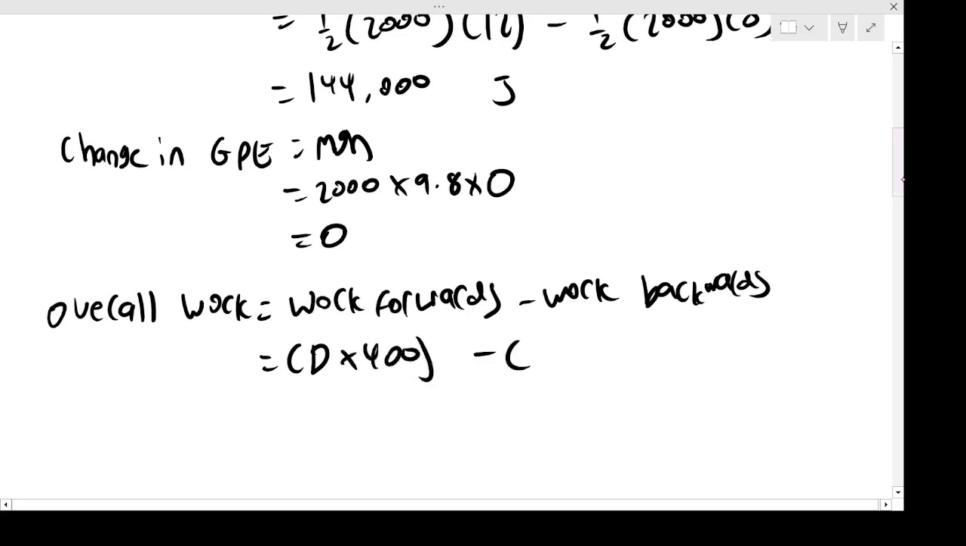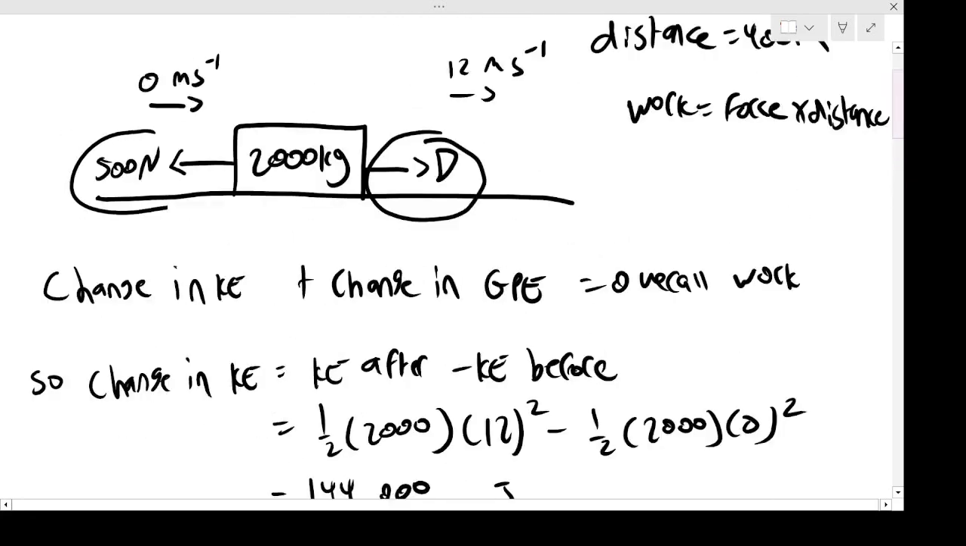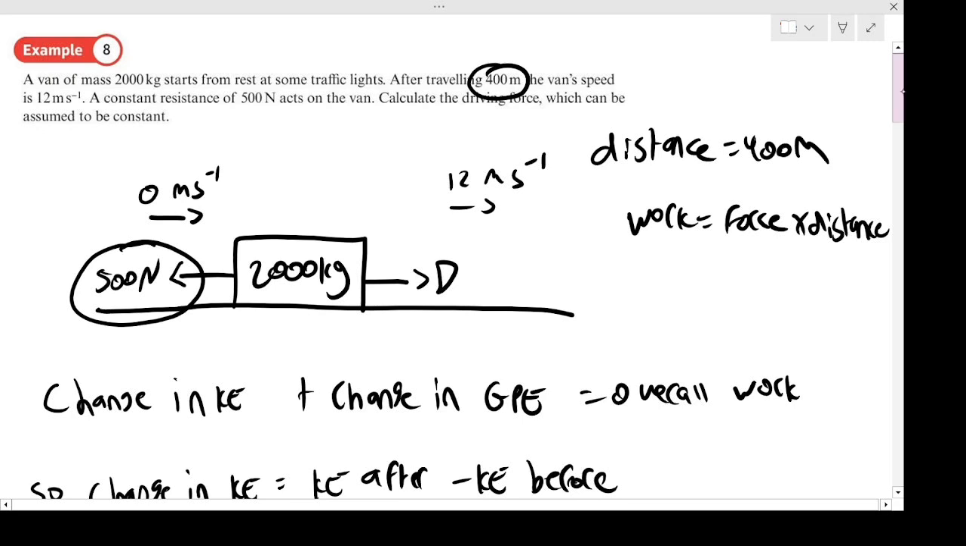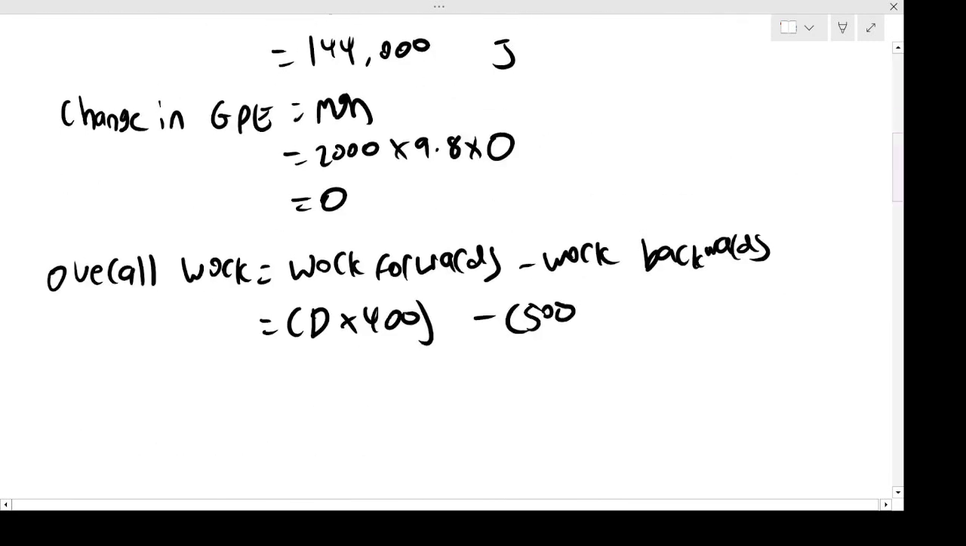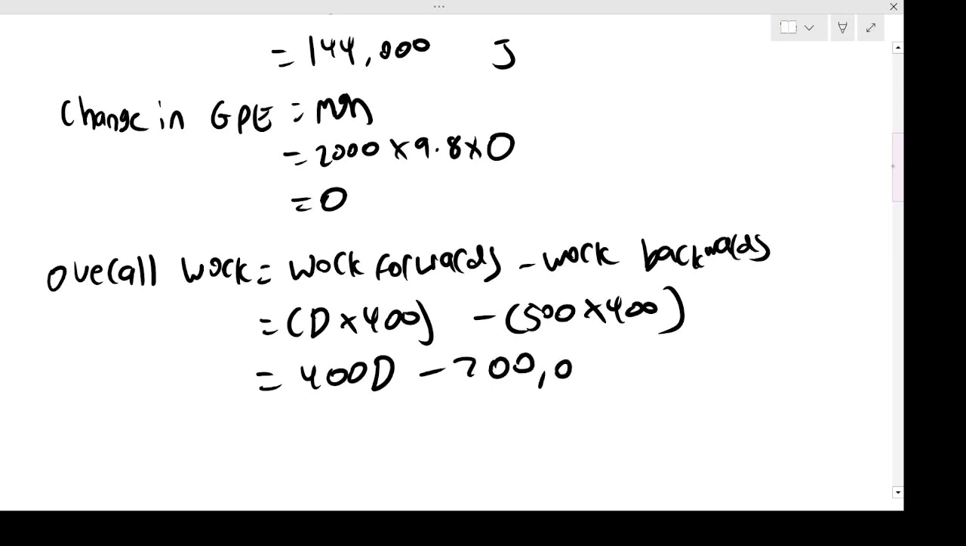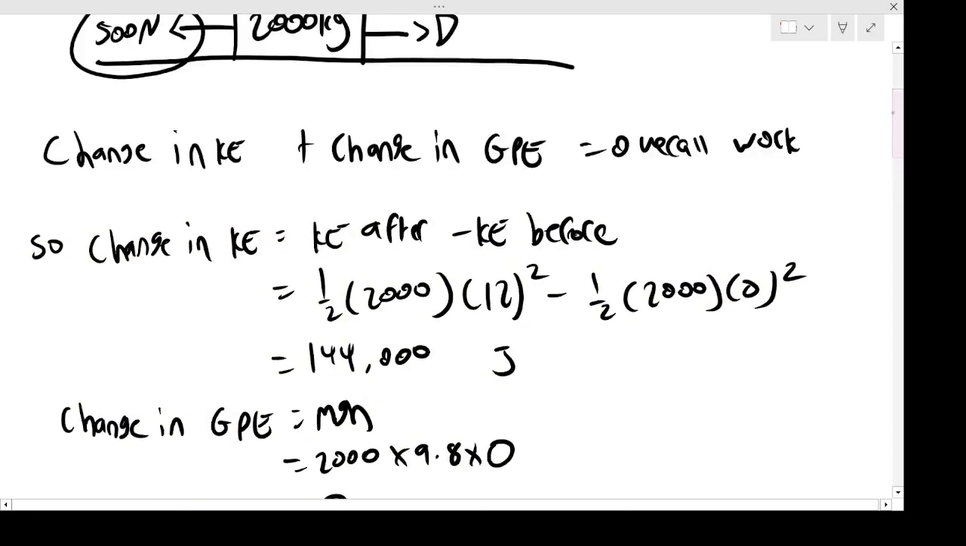Then the work backwards, very similarly, right? This is my backwards force, so the work done is going to be 500 times the distance of 400. Okay, so 500 times 400 there. So hopefully happy with that. And so this simplifies to 400D, take away 200,000. Okay, and there we are.